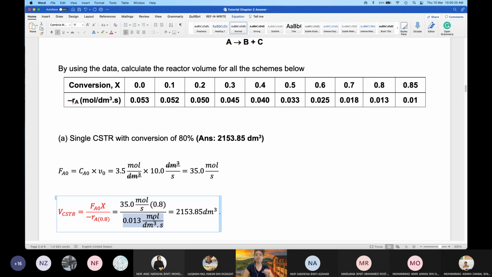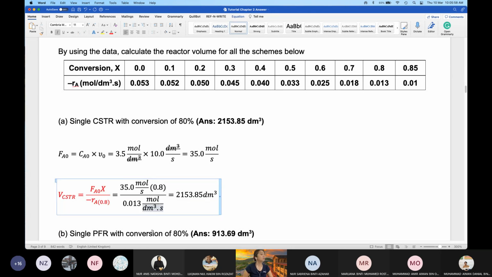Why we divide? Because the table's value is minus RA. So, you have to divide by the value of minus RA. You will get the volume as 2153.85 dm³. If you are not too sure, again, you can do the unit cancellation. I can cancel my mole. I can cancel my second. I'm left with dm³. I want to find volume, I get dm³. dm³ is indeed volume. Most likely, your answer is correct. So, done on the single CSTR.